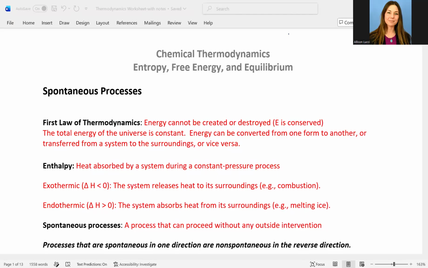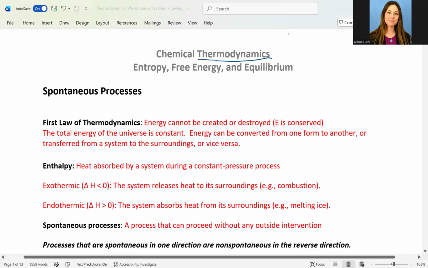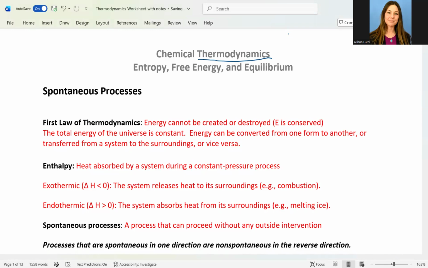Hello, everybody. In this chapter, we're going to discuss what's referred to as chemical thermodynamics. Your textbook defines this as entropy, free energy, and equilibrium. So we're going to introduce some of these concepts and definitions. And in this first section, we'll talk about what a spontaneous process is.